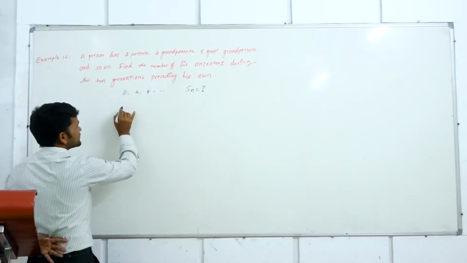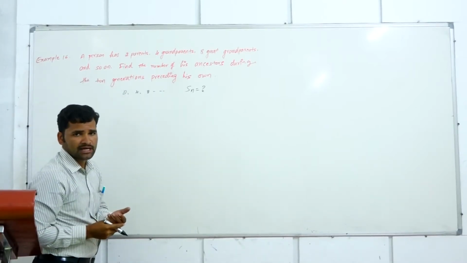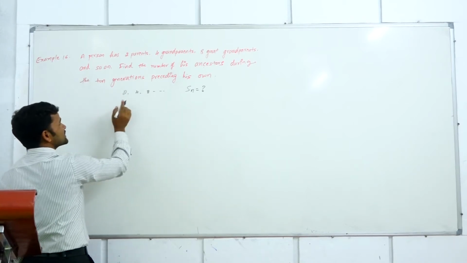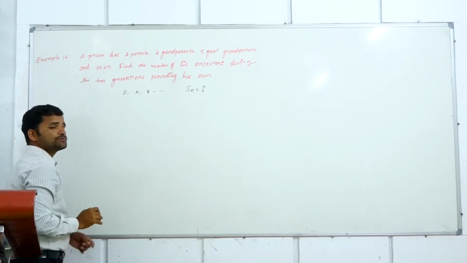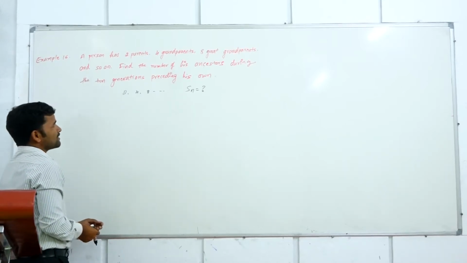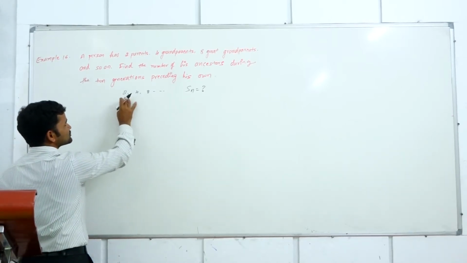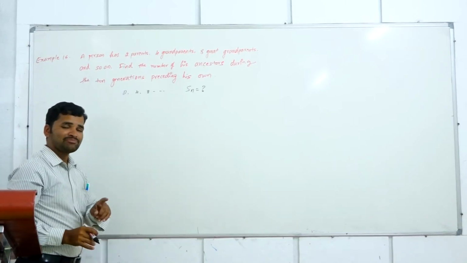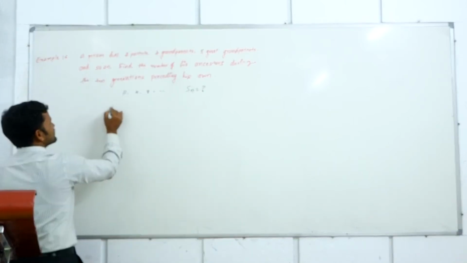See here we should identify whether it is in GP or AP. 2, 4 and 8 is there. 4/2, 8/4, common ratio is same here. There is no common difference: 4 minus 2 is 2, 8 minus 4 is 4 will come. It is not in AP, it is in GP.